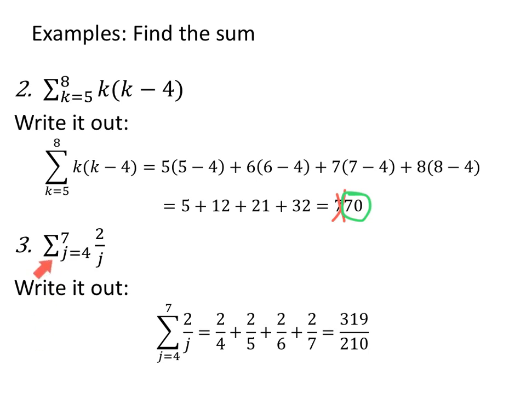Example 3, using a new letter for my index of summation, j equals 4 to 7 of 2 over j. We're going to write it out. That's 2 over 4 plus 2 over 5 plus 2 over 6 plus 2 over 7. And absolutely I used a calculator to find that that is 319 over 210. Remember, to add fractions, we need common denominators. And I love that my calculator is a lot quicker than I am at doing that.